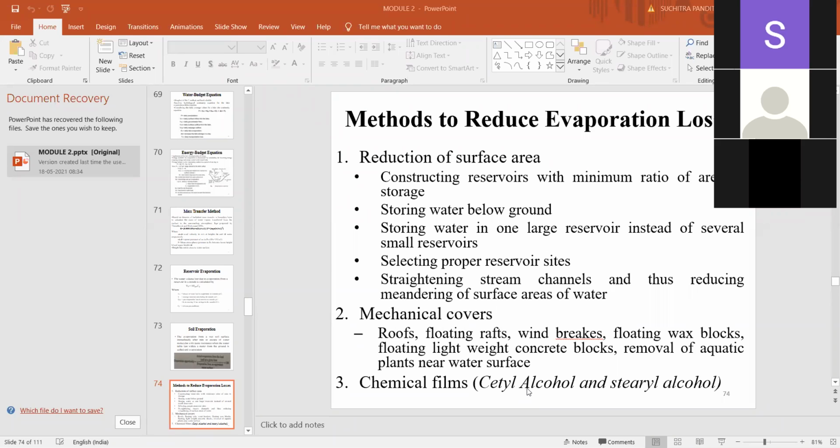About 1 kg of cetyl alcohol is required to cover an area of about 100 kilometer square. So when you apply the cetyl alcohol, a thin film is formed on the water surface, and thereby you can reduce the evaporation losses.